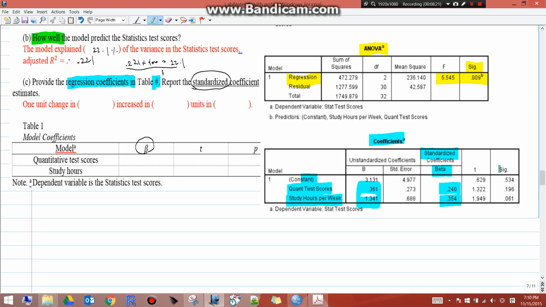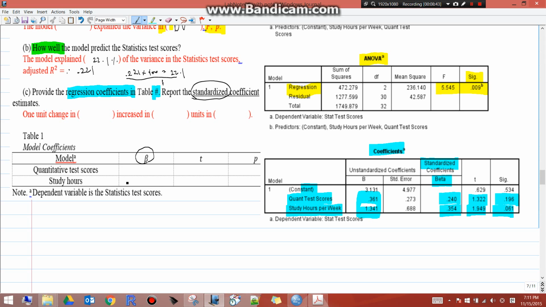Same as in question 3, we report t values and the significance level associated with each t-test. So in this case, let's interpret this first. For quantitative test scores, we have 0.24, right? And for the t value, 1.322. Is this significant? Is the effect of quantitative test score significant? No, the p value is about 0.20, so it's not significant, right?